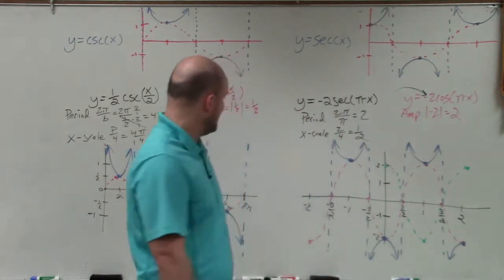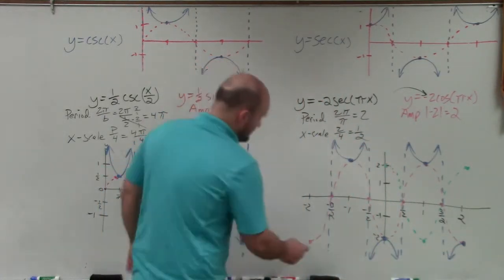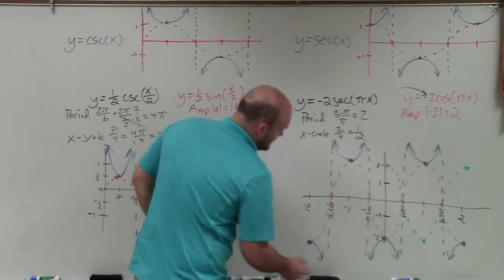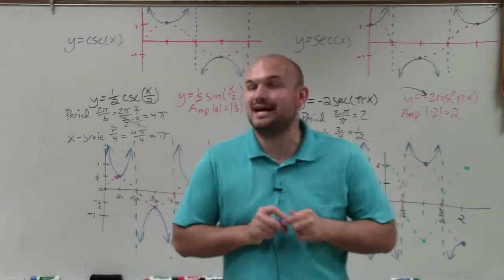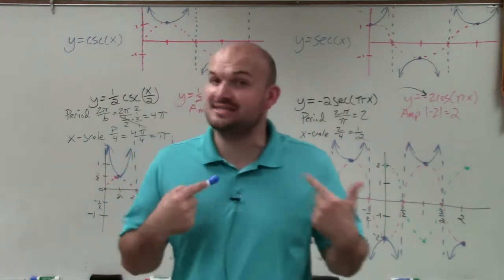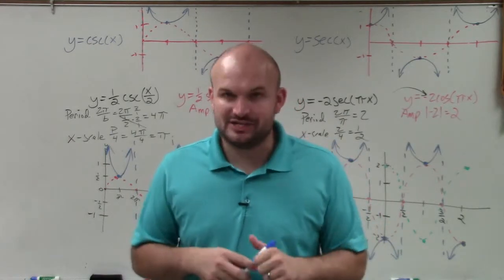OK. And there, oh, I guess I got another one over here. So there you go, ladies and gentlemen. That is how you graph the cosecant as well as the secant graph when you have a change in period.